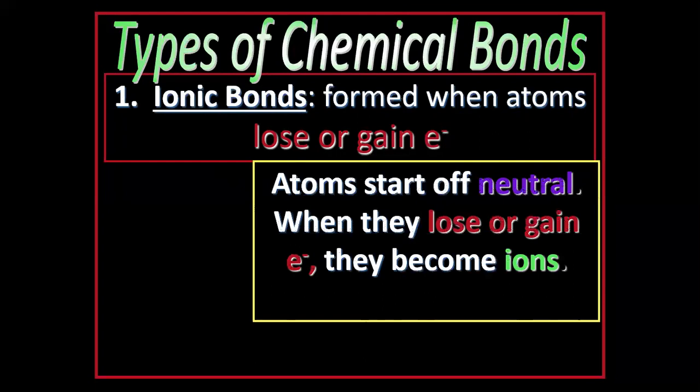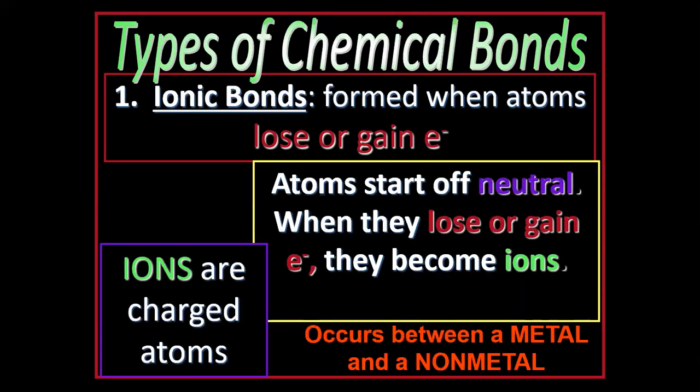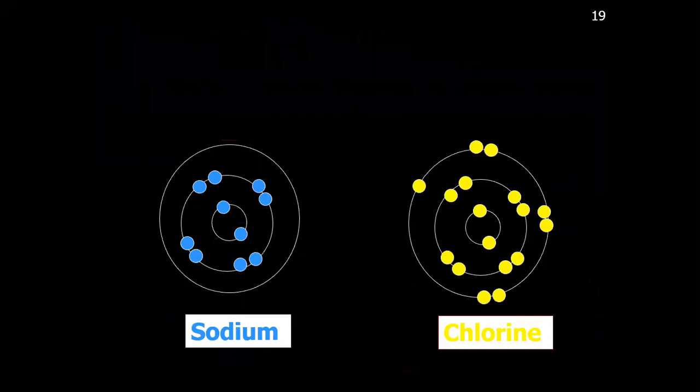Let's take a look. Atoms start off neutral. When they lose or gain electron, they become ions. Like initially atoms are neutral, but when they lose electron, they become positive ion, and when they gain electron, they become negative ion, as we have discussed in chapter number 1, the cations and anions topic. Ions are charged atoms. So ionic bond occurs between a metal and a non-metal.